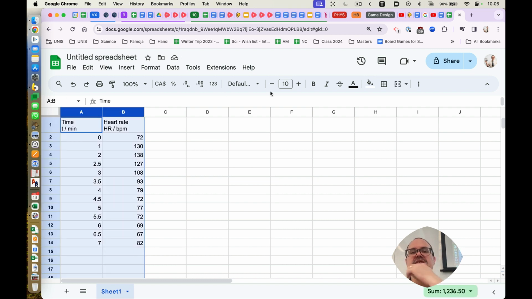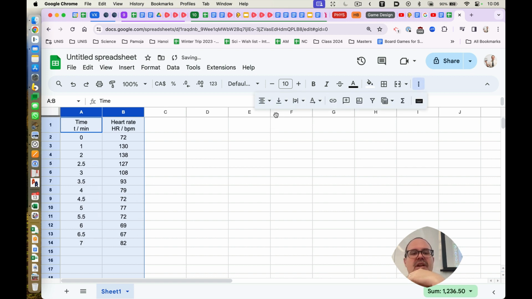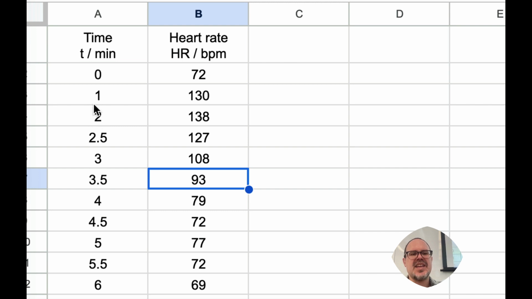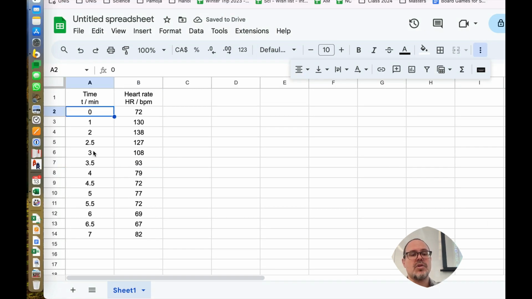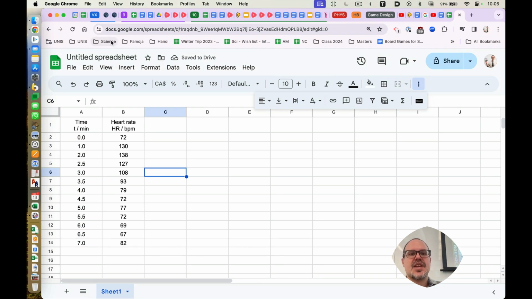I'm going to center this. Also, these uneven data points are really horrible. Everything should have one decimal place, so we're going to do that. That's better. Give this a title. The title will be heart rate versus time during and after exercise. Something like that. That's reasonable.